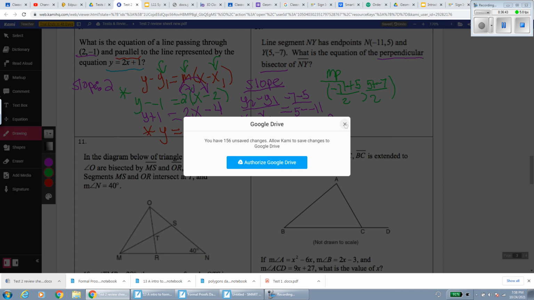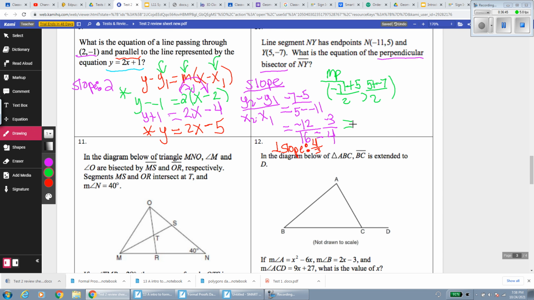I'm running out of space here. Oh no. My brightness keeps changing. I keep leaning on all the buttons.